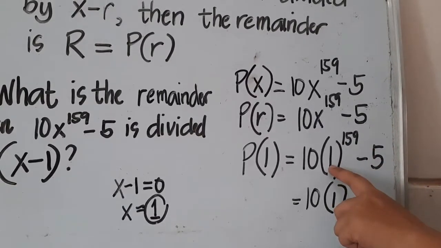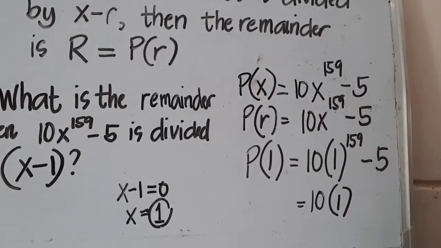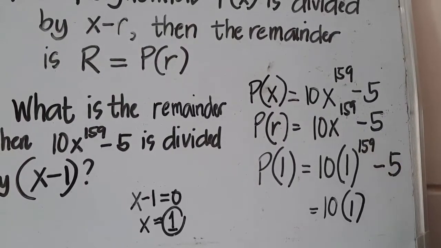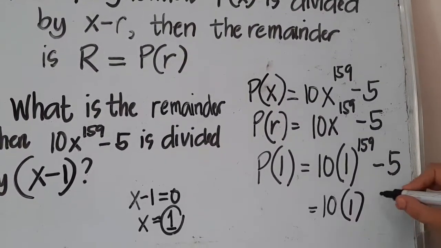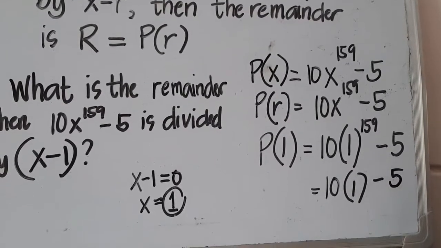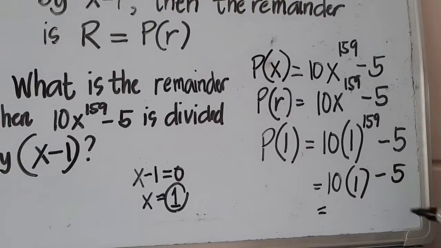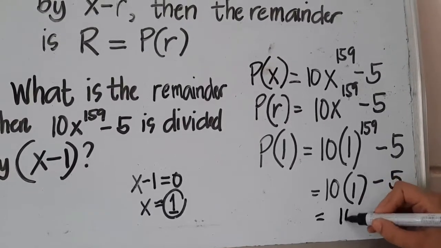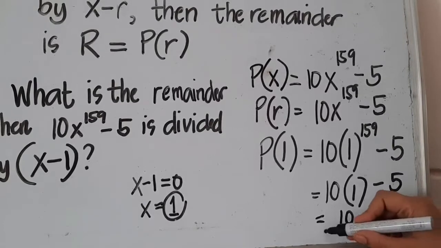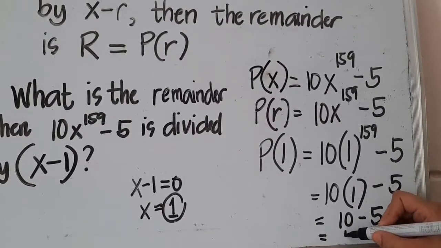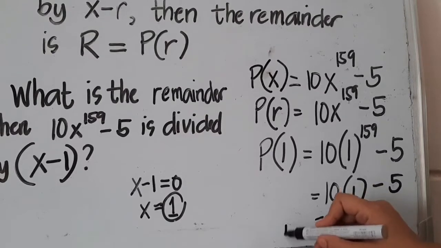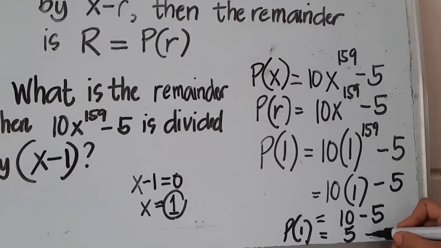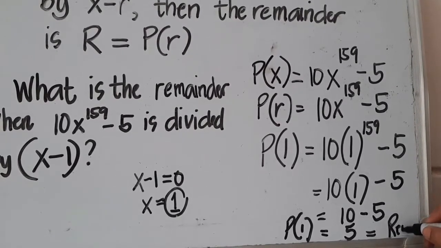Why? 1 raised to the power of 159 means 1 times 1 times 1 times 1, or it's equivalent to 1 multiplied by itself 159 times. The answer is only 1 minus 5. Simplifying our answer, so we can do multiplication before we do subtraction. So 10 times 1 is 10 minus 5, answer is 5. Therefore, our p of 1 is equals to 5, and 5 automatically is what we call our remainder.